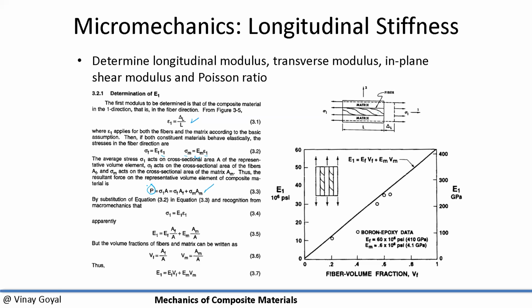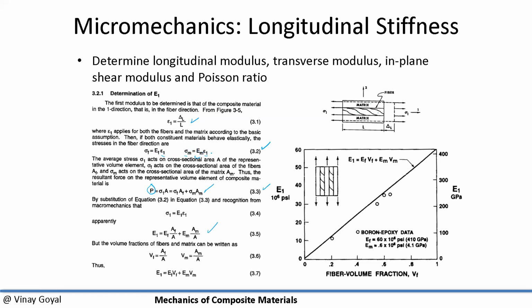So that also should be quite obvious what I'm doing there. Then if I substitute equation 3.2 into 3.3, I'll plug it in there, and what I get is this equation here. Because I have EF epsilon 1, right? Sigma F is EF epsilon 1, and the stress in the matrix is EM times epsilon 1.